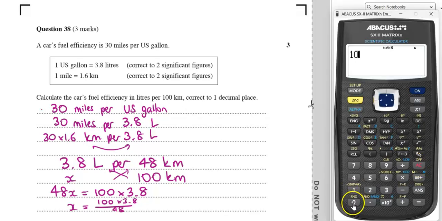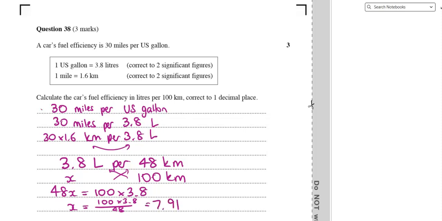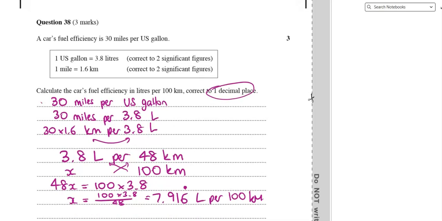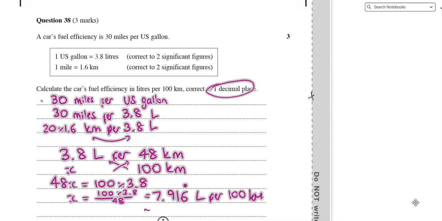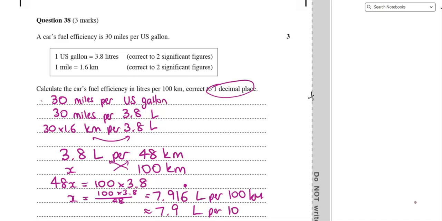So I get 100 times 3.8 divided by 48. I get 7.916 repeated litres per 100 kilometres. Now they've actually asked it to 1 decimal place, so make sure you give them what they want. That's approximately 7.9 litres per 100 kilometres, and that's the answer.